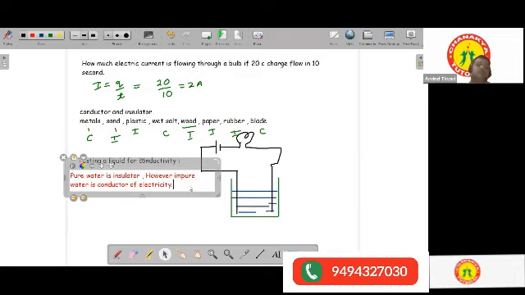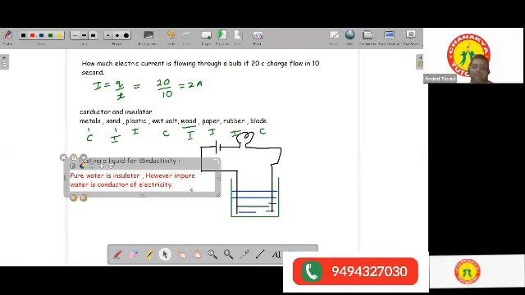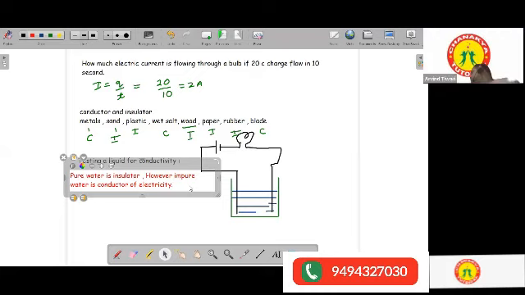What about lemon juice? Will lemon juice conduct electricity? Yes, lemon juice will conduct electricity. What about sugar solution? It is also an impure solution that conducts electricity.